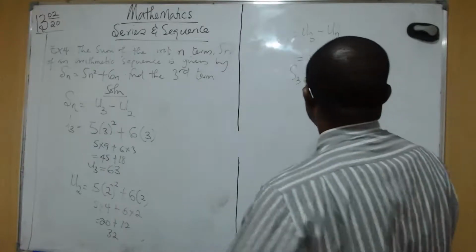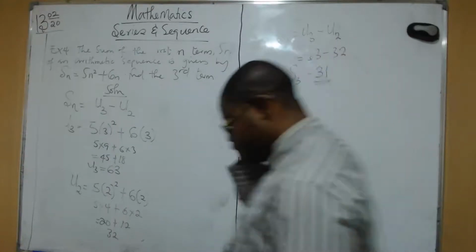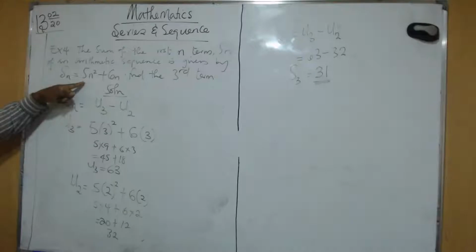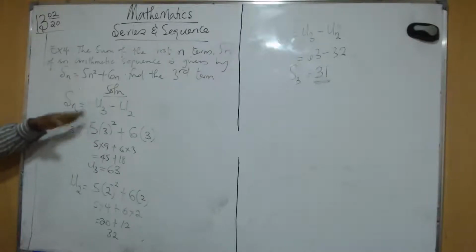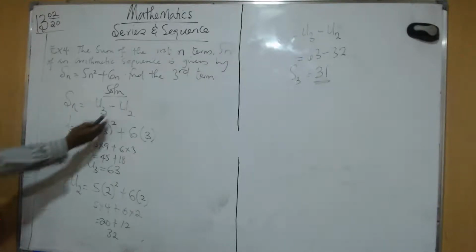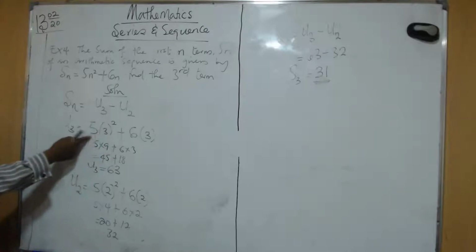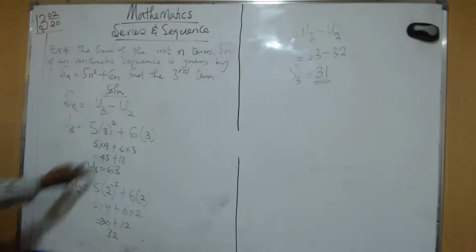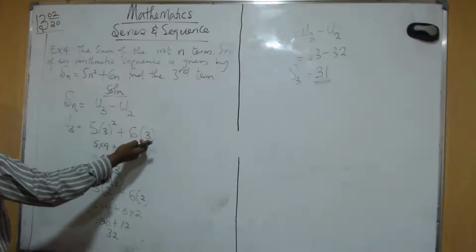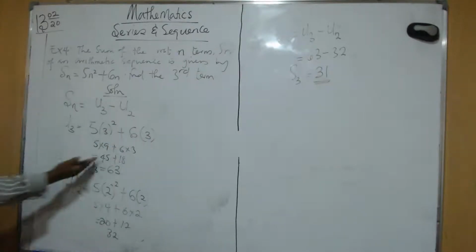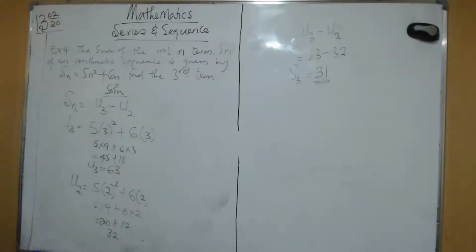How do we arrive at that? For the third term, we substitute the value of 3 in place of n. Then we solve. 3 squared means 3 times 3, or 3 in 2 places, and that's why we have 9. Multiplying by this 5, we have 45. Now, n also, we have 3, being the total. So 3 times 6, we have 18. Adding that together, we have 63. Okay?